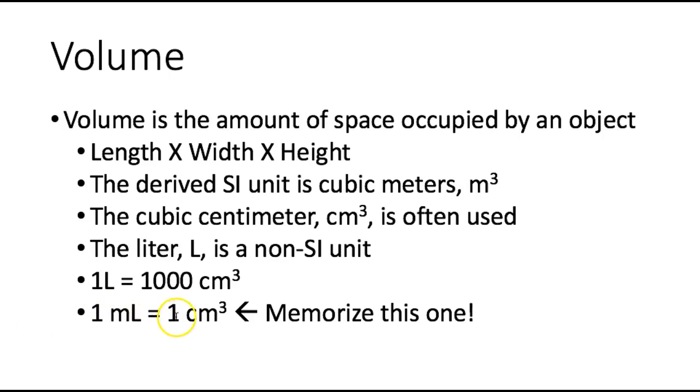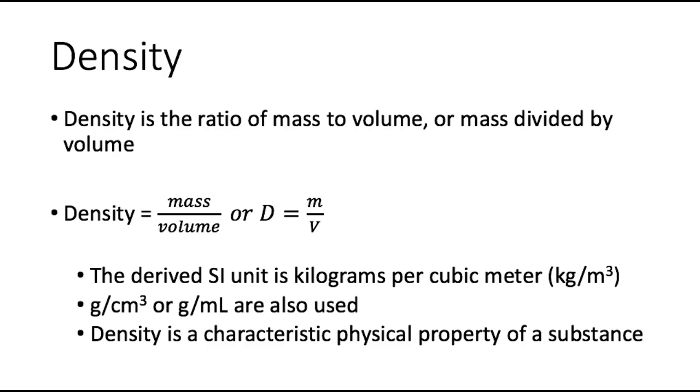So this particular conversion factor, a conversion factor is where we have two equivalent measurements. You're going to want to memorize that because that's how we go from using liters to meters in our metric system. So density is the ratio of mass to volume, or mass divided by volume. So our equation you see here is mass divided by volume. That's how we solve for density.